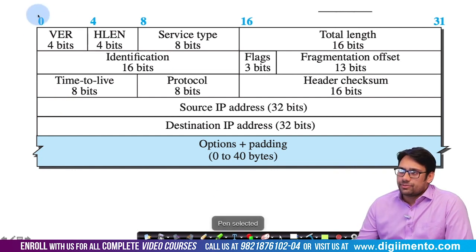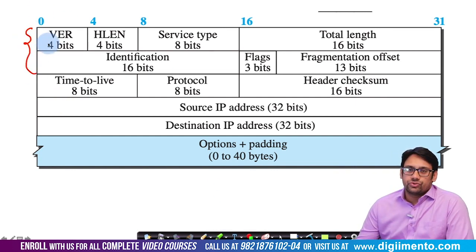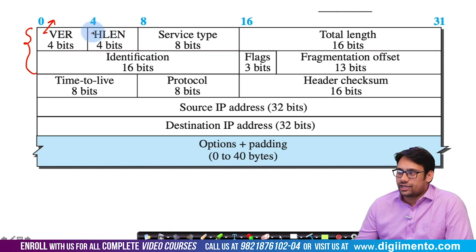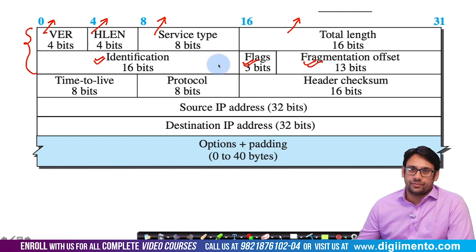Now, till this point, we have seen these two rows, which are the version field. We have seen the header length field. We have seen the service type field. We have seen the total length field. We have seen the identification. We have seen the flag bits, and we have seen the fragment offset field.